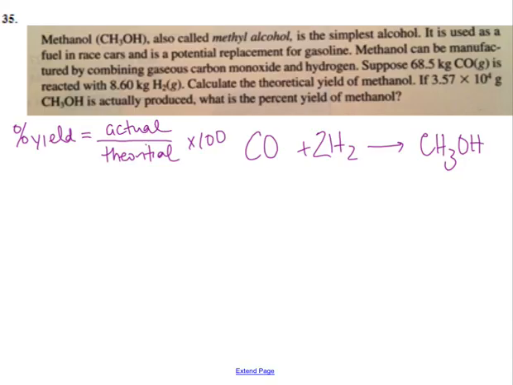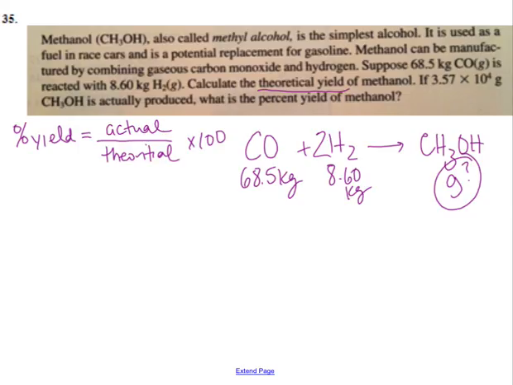So then it goes on to say, suppose that 68.5 kilograms of carbon monoxide is reacted with 8.60 kilograms of hydrogen. Calculate the theoretical yield of methanol. So what we're looking for is grams or kilograms, depending upon what we decide to convert to. We're looking for the mass yield. Theoretical yield is what we should get perfectly if everything goes perfectly well.